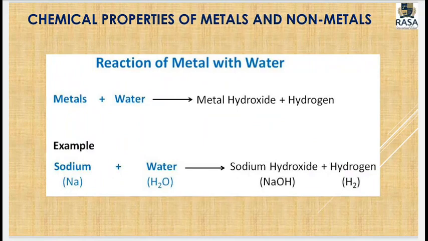Okay, so we can have an example where sodium metal, which is a highly reactive metal, reacts with water to form sodium hydroxide and hydrogen gas. So here we can take many other examples also, like potassium reacts with water to form potassium hydroxide and hydrogen. So these are the substances, that is metals, that react with water to form metallic hydroxide and hydrogen gas.